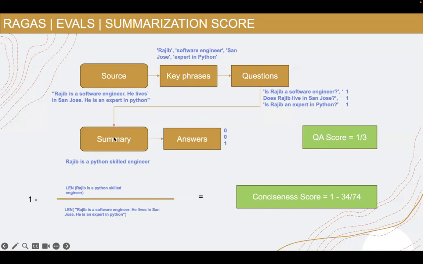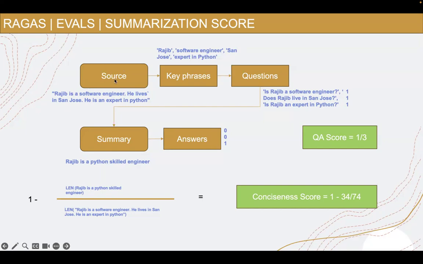In summarization metrics, what we calculate is how good the summary is based on the source. Now the definition of good is: is the summary concise, and does the summary capture all the key concepts that are mentioned in the source, right?